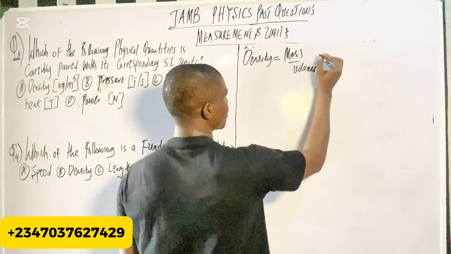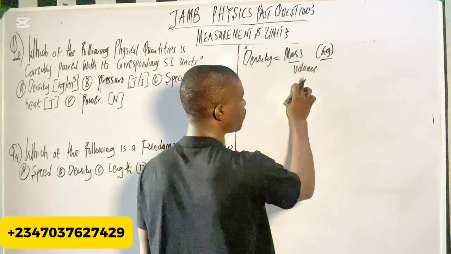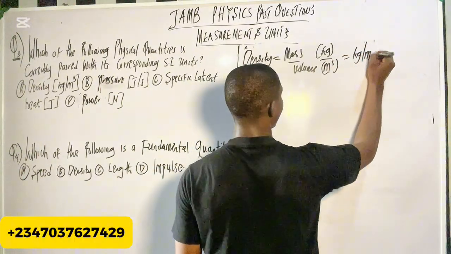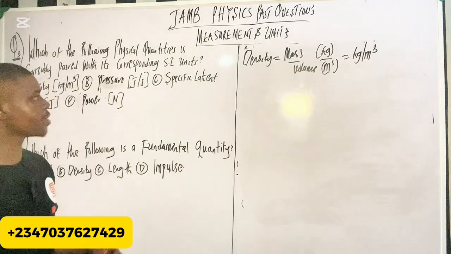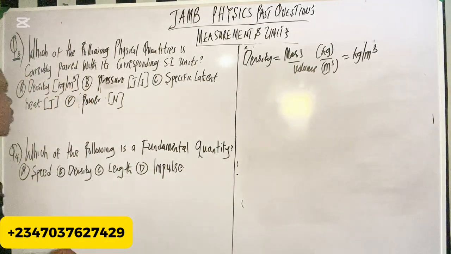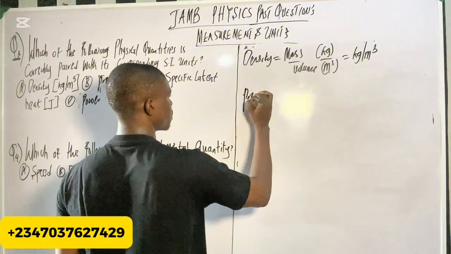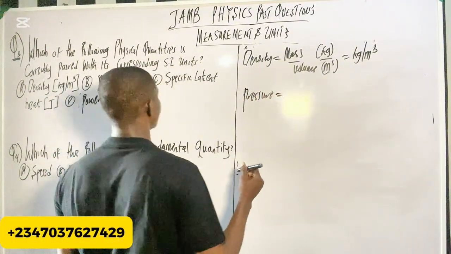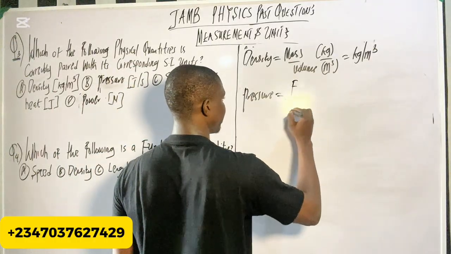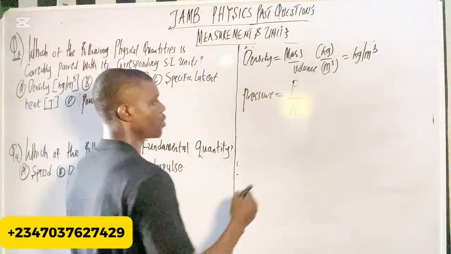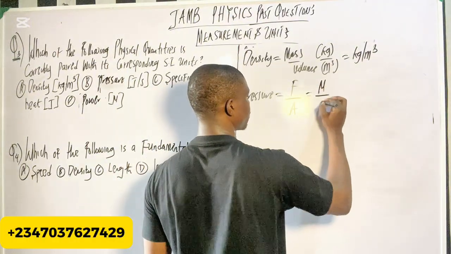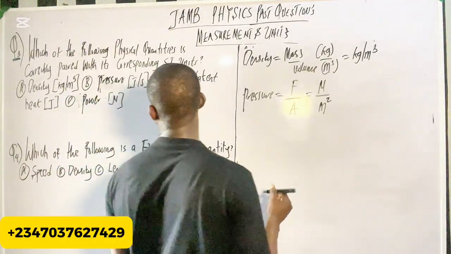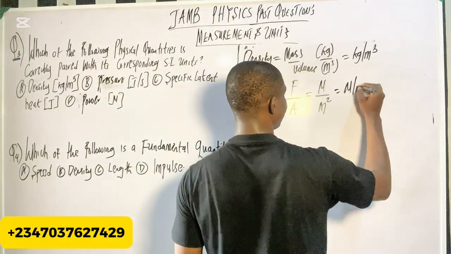What is the unit of mass? It is kg. What is the unit of volume? It is meter cubed. So it's going to be kg per meter cubed, right? Now look at pressure. Pressure is equal to force over area. Force is in Newtons, and area is in meter squared. So the unit is Newton per meter squared.